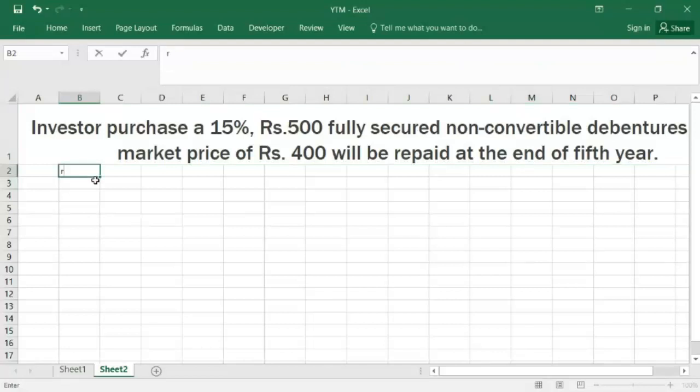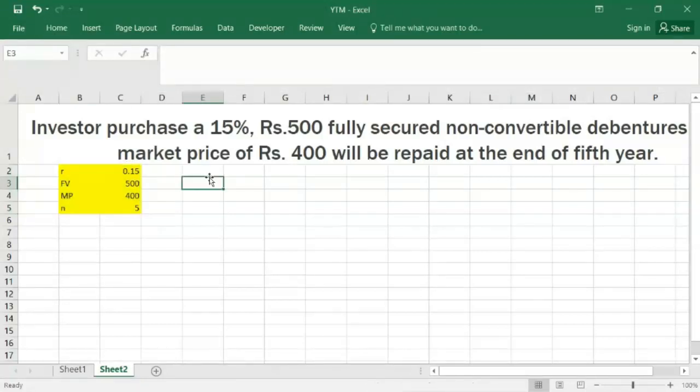So I have mentioned the face value, market price, and years to maturity. That value is available here: 0.15, the 15%. The face value of the instrument is 500, the market price is 400, and the number of years is 5 years to maturity. So this information is available in the problem.